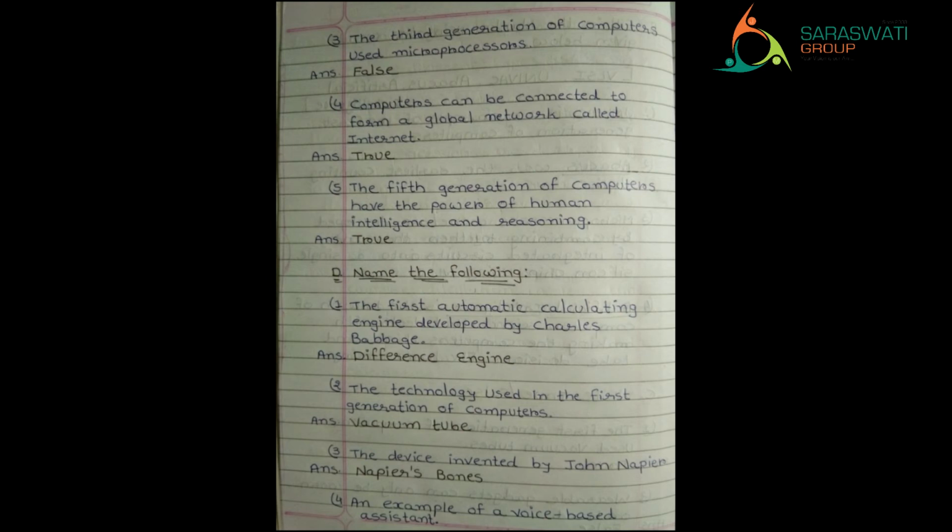Now the second one, the technology used in the first generation of computers. Again, it's very easy. What was the technology used in the first generation? It is vacuum tube, right? See, in the question hints are given, so you have to identify and tell me the correct answer. Third question, the device invented by John Napier, right? John Napier invented one calculating device, also known as an early calculating device, and the name of it was Napier's bones, right?